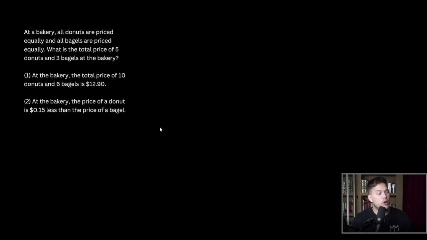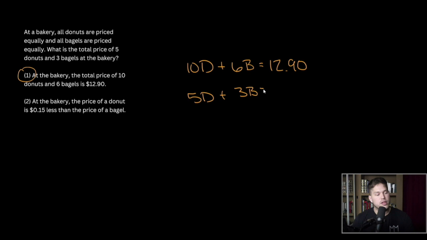At a bakery, all donuts are priced equally and all bagels are priced equally. What is the total price of 5 donuts and 3 bagels in the bakery? And statement 1 says, at the bakery, the total price of 10 donuts and 6 bagels is $12.90. So this tells us that 10 donuts plus 6 bagels is equal to $12.90. And what are we looking for? We're looking for the cost of 5 donuts and 3 bagels.